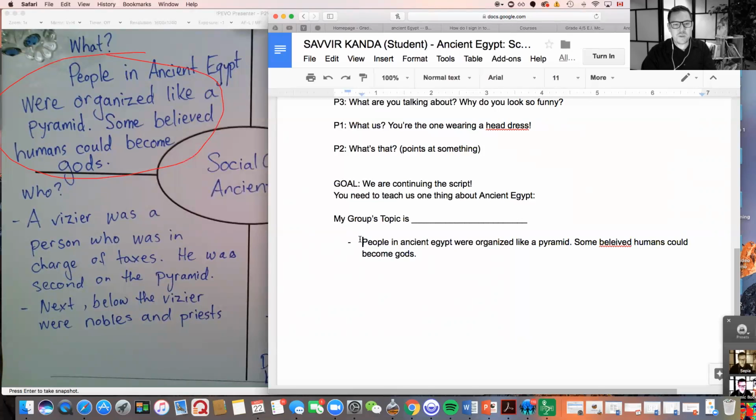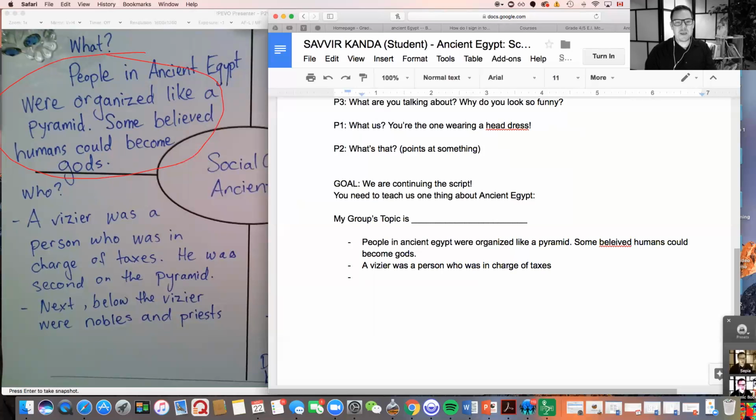And don't worry about who says this yet, because you're going to meet with your group after and you're going to split up all the information. Just type it all out, okay? So a vizier, and it doesn't even have to be in order yet, okay? Was a person who was in charge of taxes, all right?